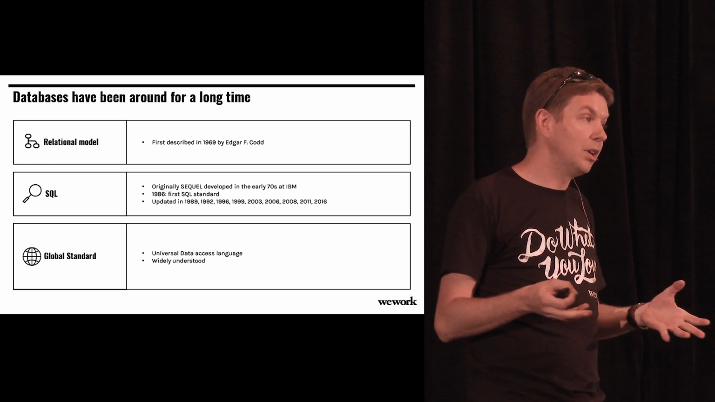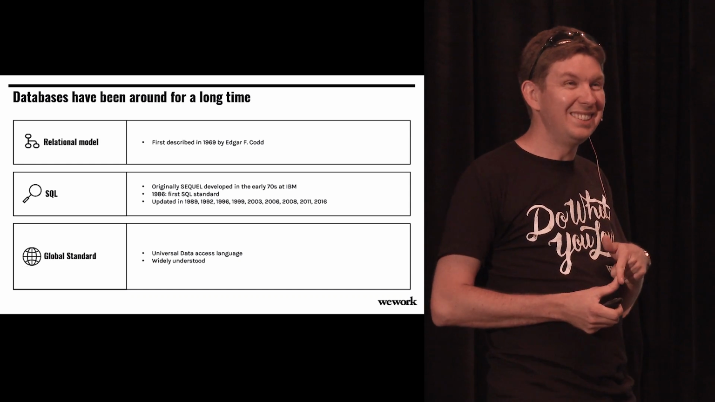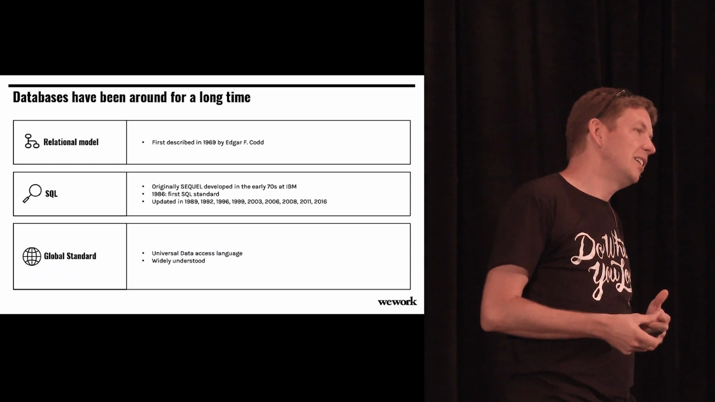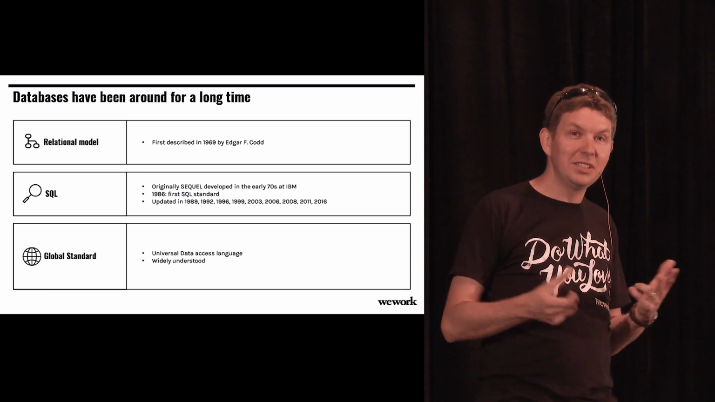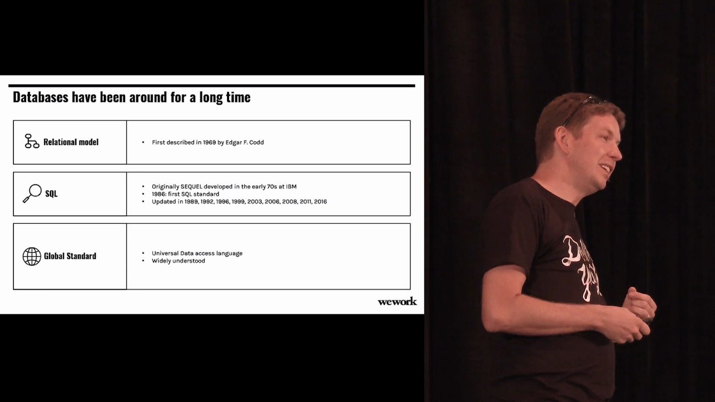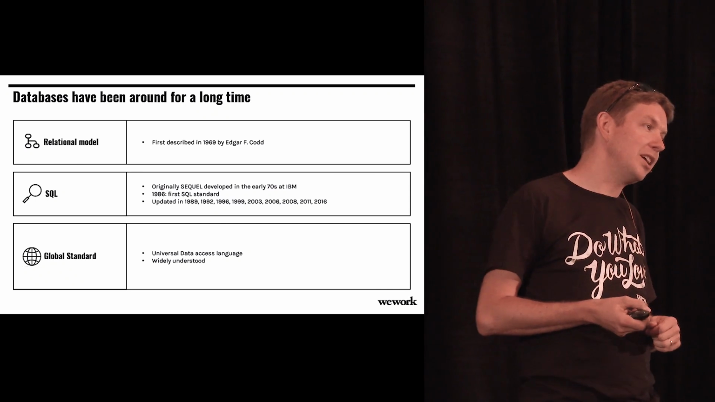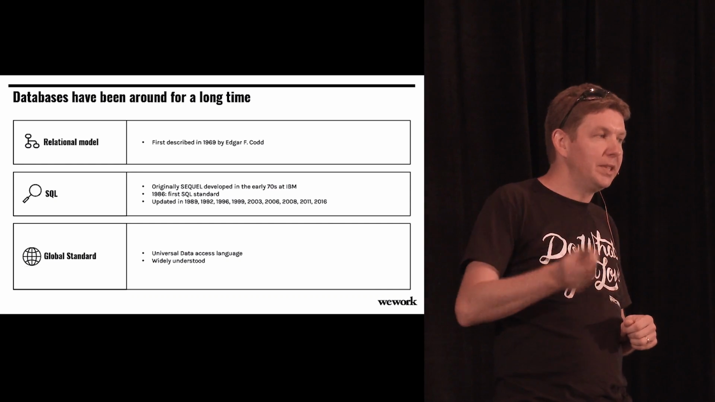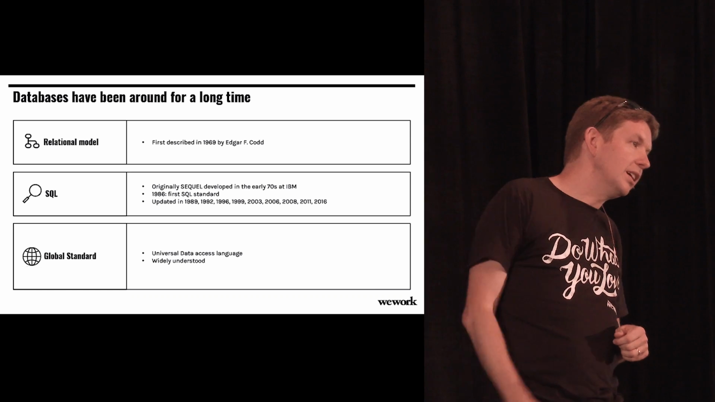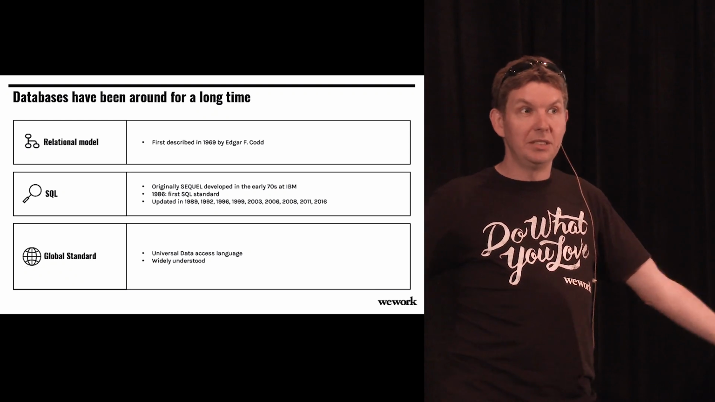So the relational model was first described in 1969. And SQL was created in the 70s by IBM. In 86, the first standard was described. And it's been updated many times, from 89 to 2016.